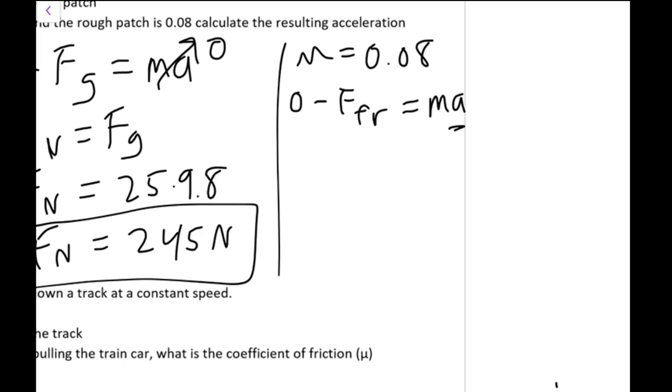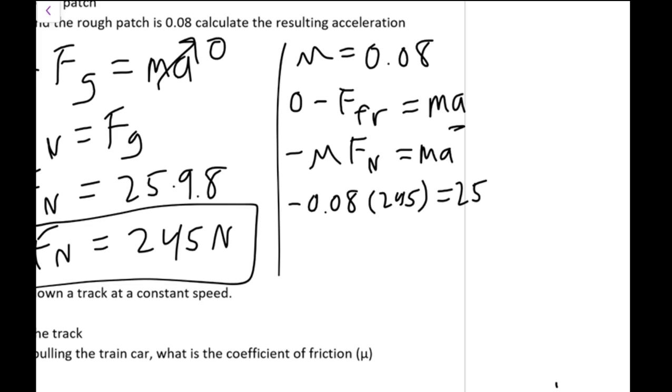So we have negative friction. Friction, remember, the equation for that is mu times the normal force equals ma. And I'm going to plug in. So for mu, it's 0.08. Normal force we found as 245. And mass is 25. And so now I can solve for the acceleration, multiply it, and then divide, and I get negative 0.784 meters per second squared.